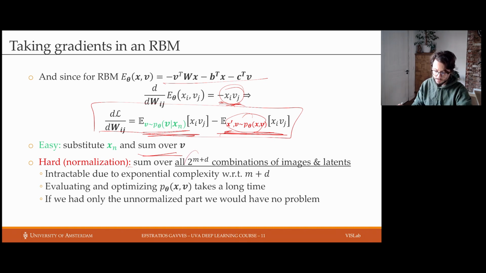This involves 2 to the power of n plus d summations, which is clearly intractable for larger n and larger d, so for bigger images and a bigger number of latent dimensions. It's exponential in complexity. This means that evaluating and optimizing our energy function and our probability density function is going to take an extremely long time. Actually, in most cases, or for bigger problems, it's probably not even possible. If we had just the unnormalized part here on the left, it would be okay. But having the partition function makes things extremely hard.